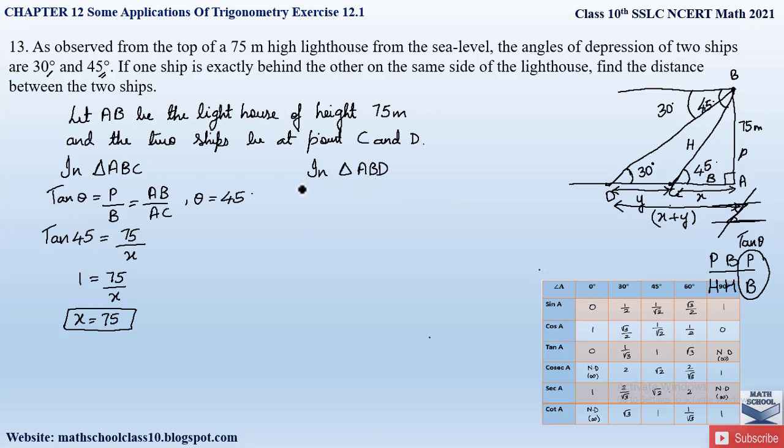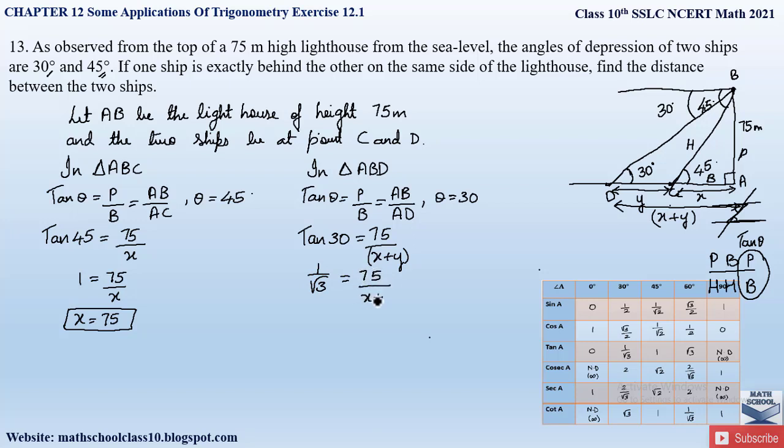So let us apply the tan trigonometric ratio. So tan theta is equal to perpendicular by base. Our perpendicular is AB and base is AD, and our theta value is now 30 degree. So tan 30 is equal to, AB is 75 and AD is X plus Y. Okay, here our AD is X plus Y, that is DC plus AC. So tan 30 from our trigonometric table is 1 by root 3. So 1 by root 3 is equal to 75 divided by X plus Y.